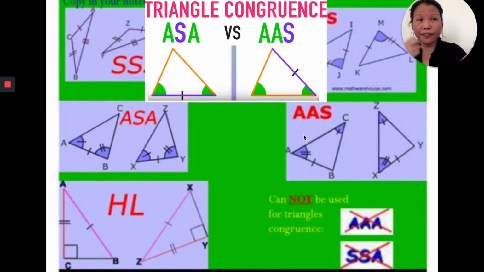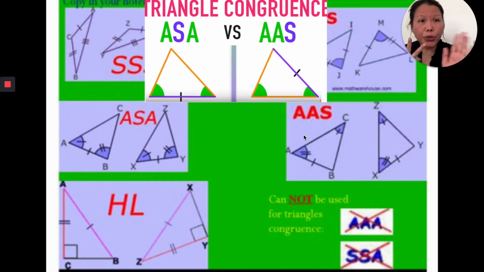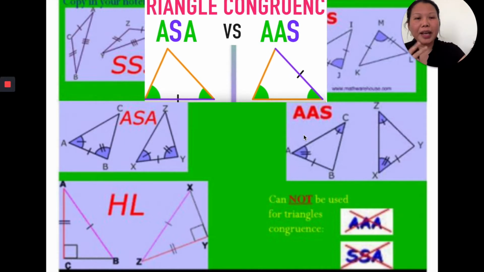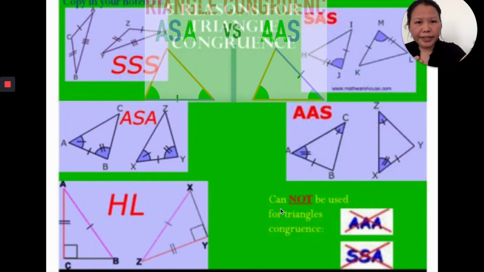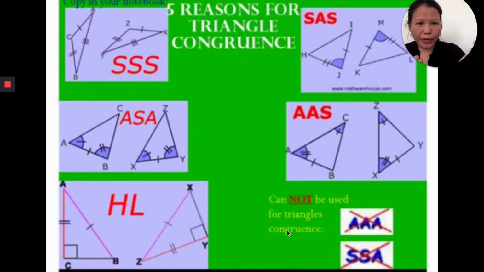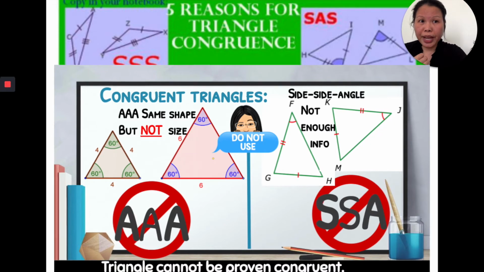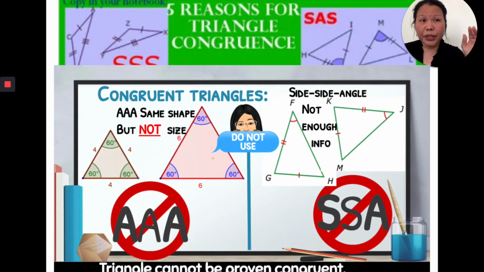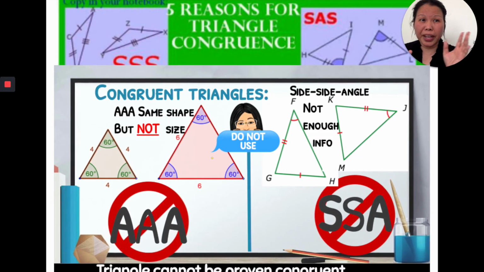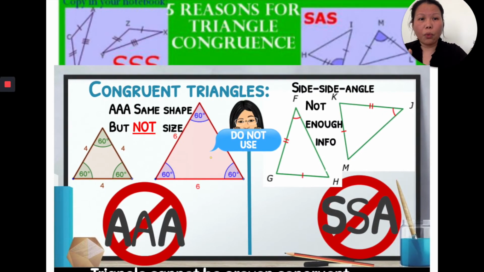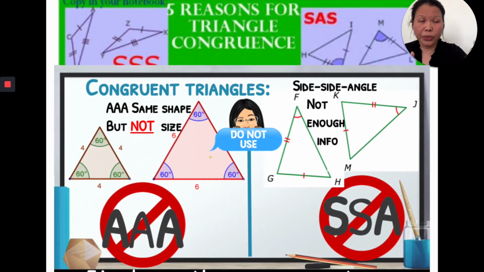We also have 2 reasons you cannot use, never ever use for triangle congruency. And it's said right here, cannot be used for triangle congruence. One of those reasons is angle, angle, angle. When all 3 angles are congruent, the sides could be different, and that's when we have similar triangles. We cannot call it congruence when all the angles are congruent to each other.